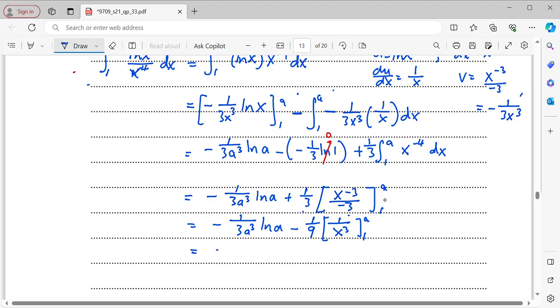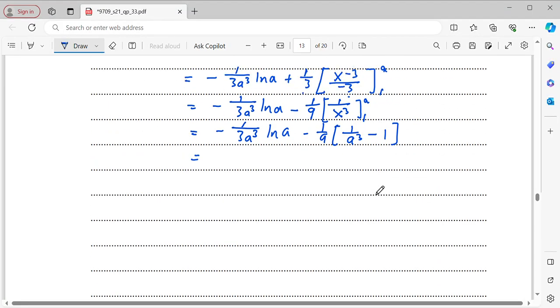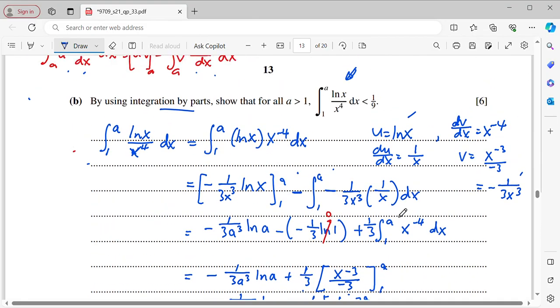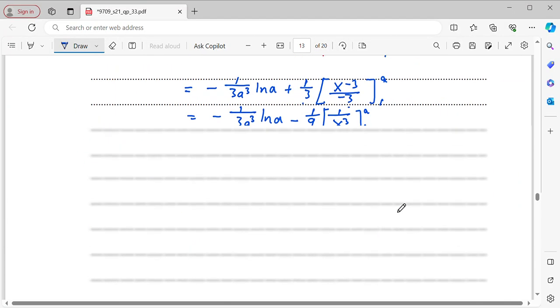Okay, so now replace the limits. Replace the x by the limits. So I will get 1 over 9, 1 over a cubed minus 1. So then open all the brackets. Or maybe I can just factorize the 1 over 9. It is better to factorize 1 over 9 because you need to prove that it is less than 1 over 9.